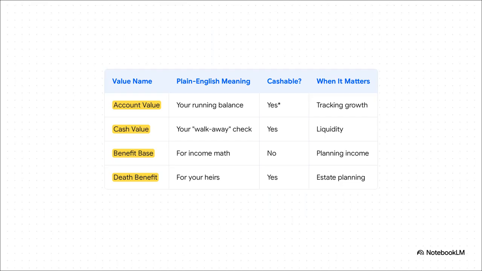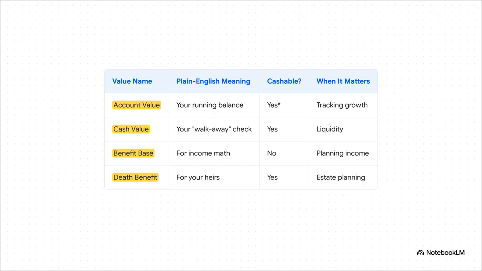Okay, let's just pause for a quick summary. This little table puts the most important values side by side. You can see the account value is for watching your growth. The cash value is all about liquidity for emergencies. Then there's the benefit base, we're getting to that next, which is strictly for income math.